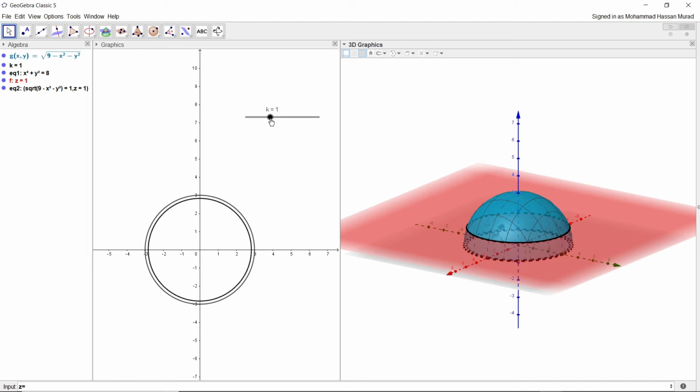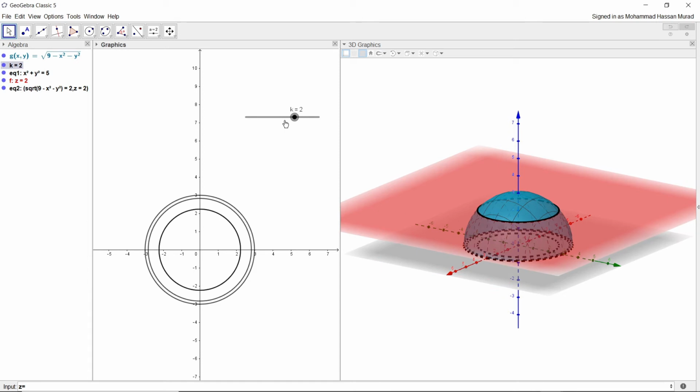Similarly, for the next k value, we have another level curve. At every point on this curve, the z value is 2. If we project this onto the xy plane, we see the level curve there, or the level curve here.